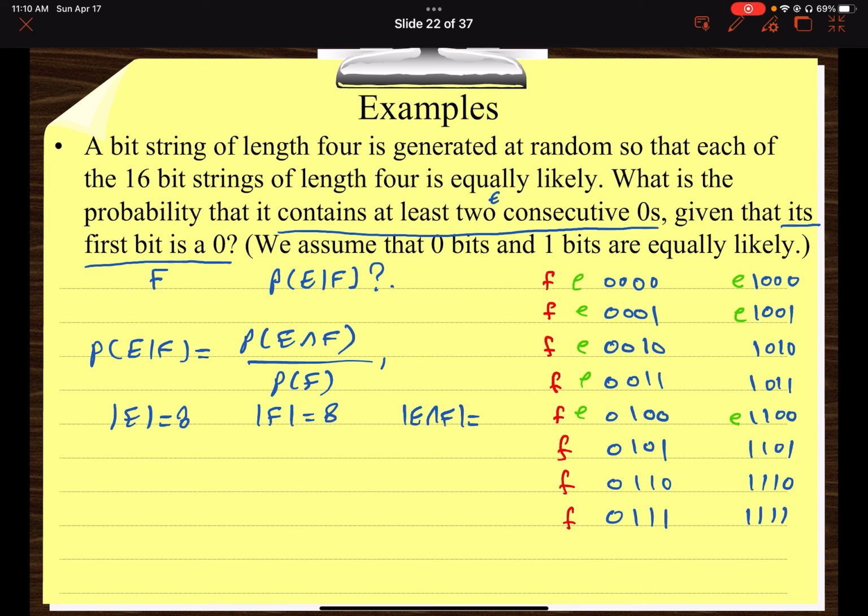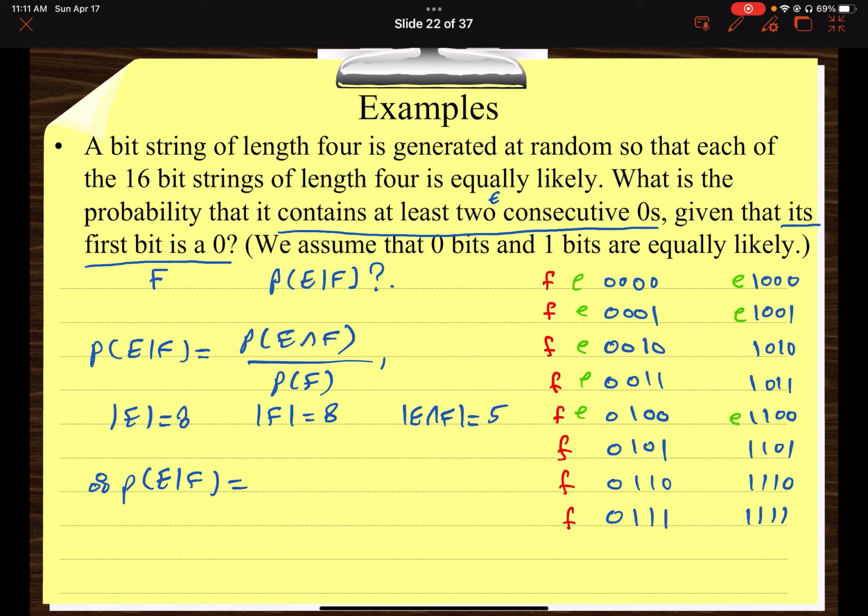What is the size of E intersection F? 1 2 3 4 5. All of them are to the left, right? All of them are in the first column. So this is 5. So therefore, the probability of E given F is equal to what?